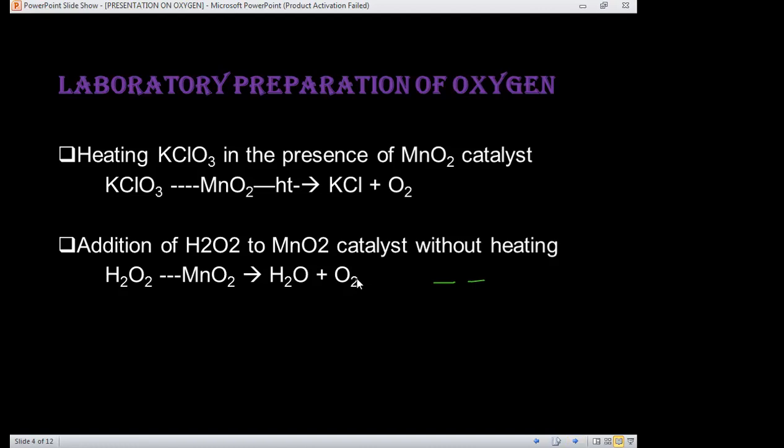Then the third method is by decomposition of nitrates.